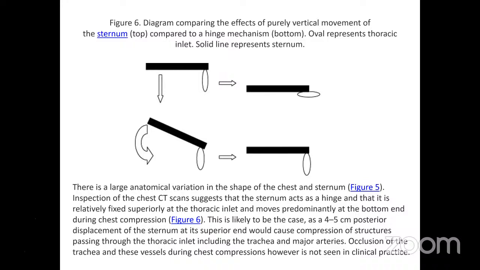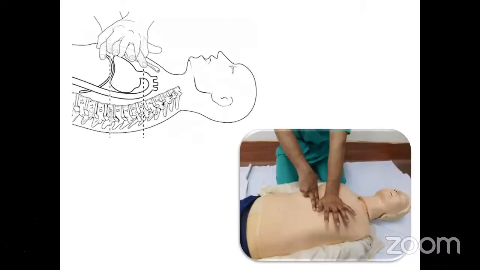Usually, a 4 to 5 centimeter posterior displacement of the sternum at its superior end would cause compression of structures passing through the thoracic inlet, like the trachea and the great arteries. So this means if we are a little higher, we will be compressing various other vascular structures. This is the reason the IRCF chose this landmark of identifying the lower end of the sternum and then going up 2 fingers above, so that we are balancing both aspects. We are neither too high nor too low, and we are able to identify one of the best structures.